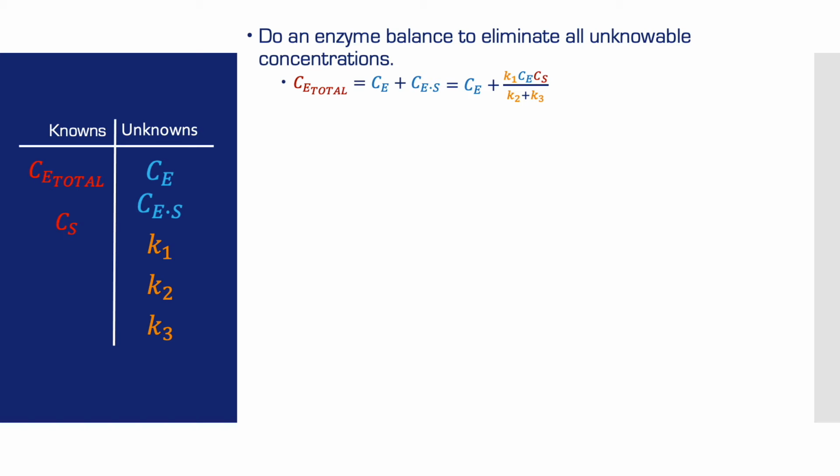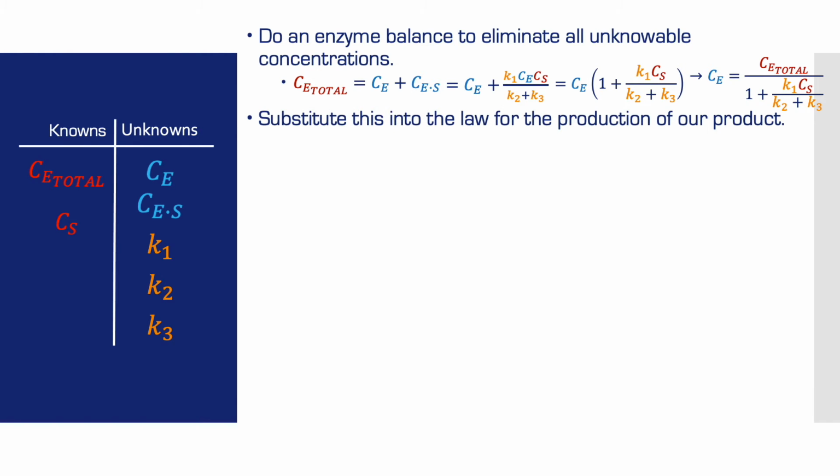From before, we know that the concentration of enzyme-substrate complexes is equal to K1 Ce Cs over K2 plus K3. Following some rearrangement, we can therefore quantify the concentration of enzyme unbound to substrate as Ce total over 1 plus K1 Cs over K2 plus K3, a value in all knowable concentrations.